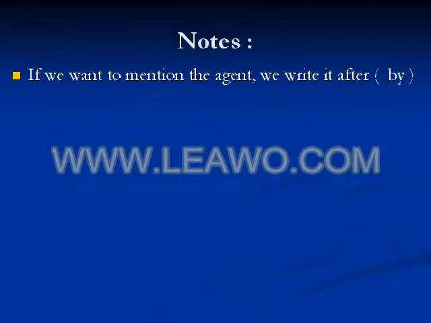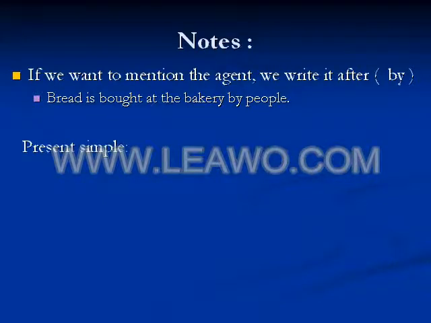Notes. If we want to mention the agent, we write it after "by". If you'd like to say who did the thing, use "by" and then the name of the person. Bread is bought at the bakery by people, of course. Now let's look at more details, tense by tense.